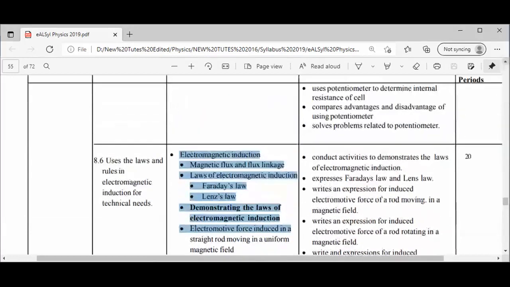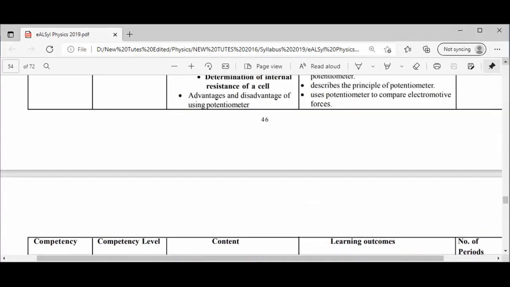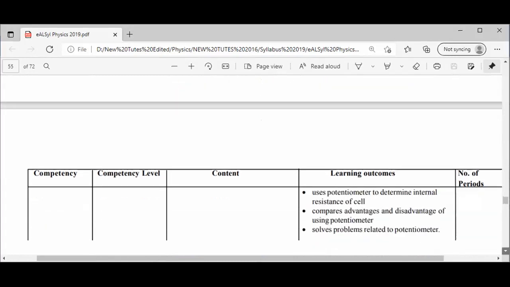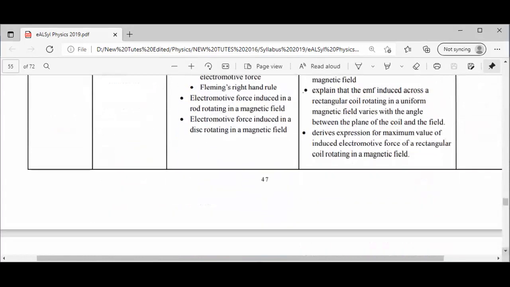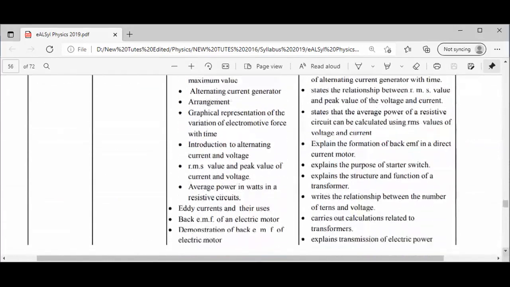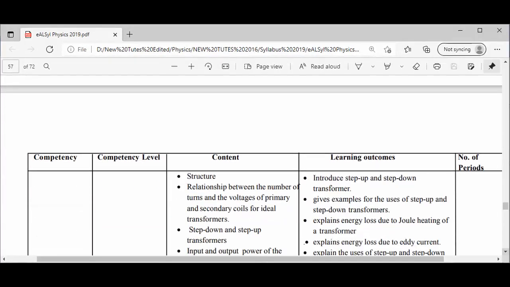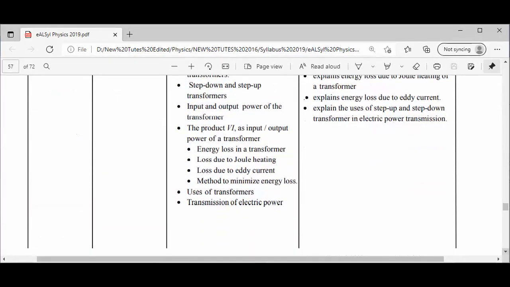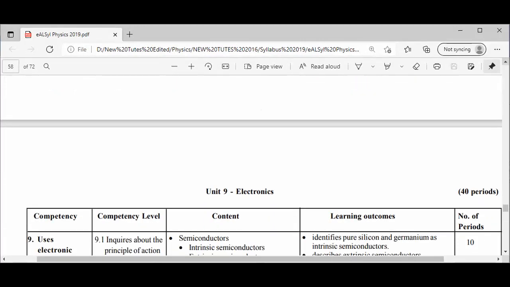So even though it is given as a part of electric current, the things after 8.6 are magnetic field. You see, magnetic flux, Faraday's law, Lenz's law, electromagnetic induction. I think you remember that we obtained this equation, F equals BIL. Let me show you those equations here. Transformers, right? Those things will be covered in magnetic field.